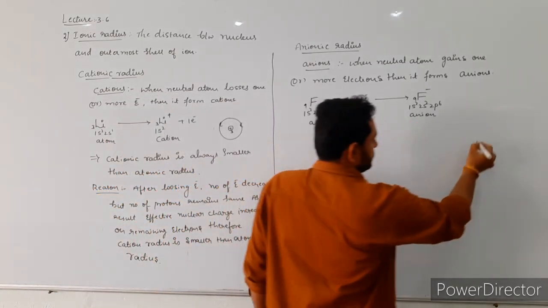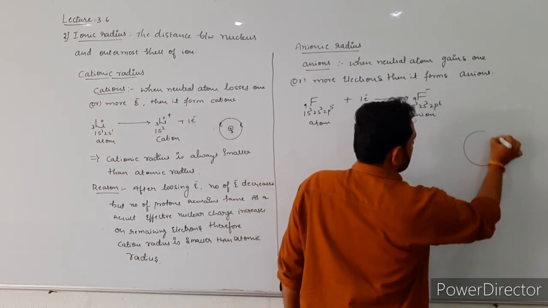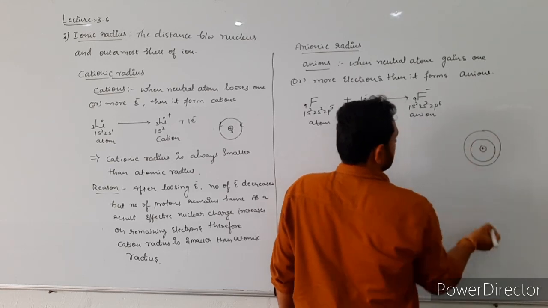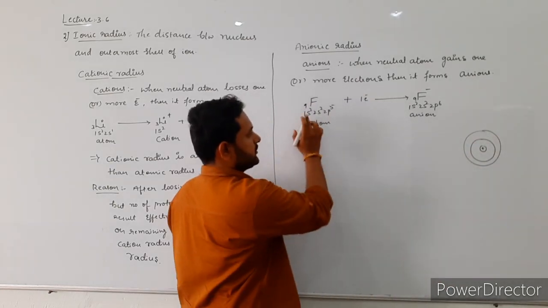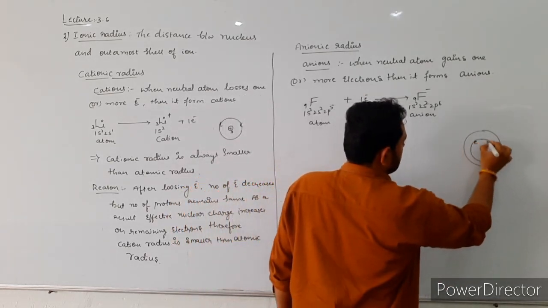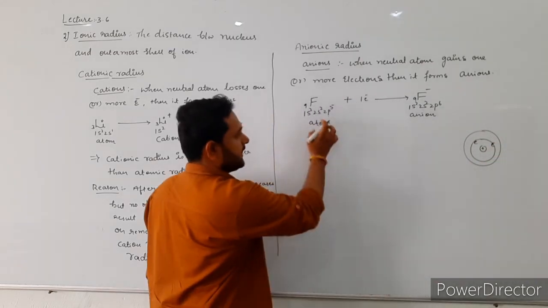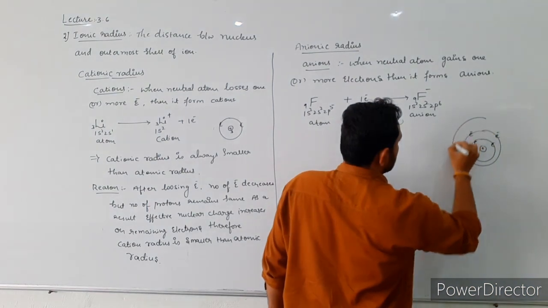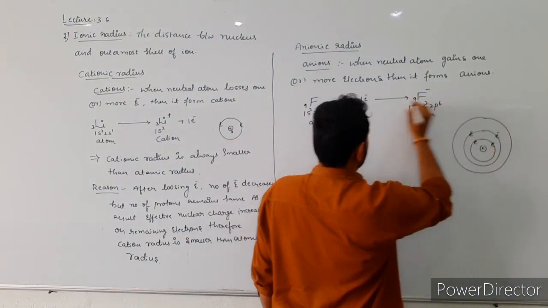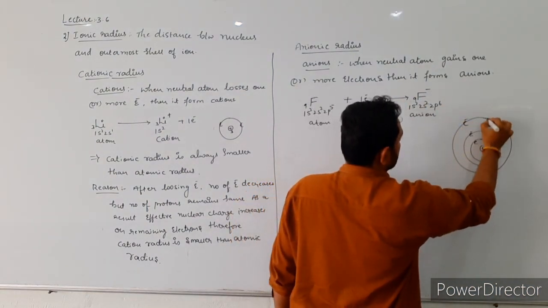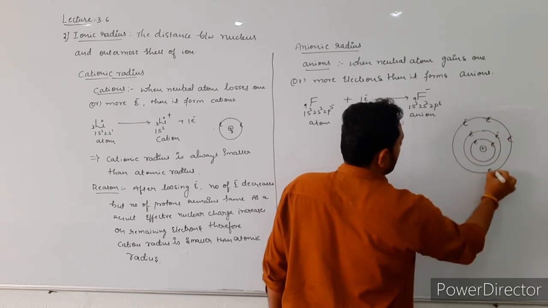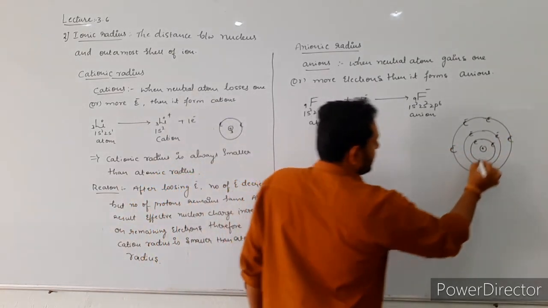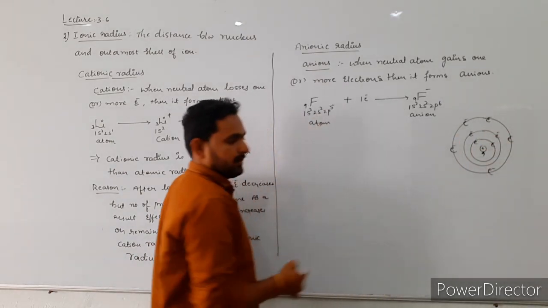See here. In the first energy shell, there are 2 electrons. In the second energy shell, there are 2 electrons. In the last shell, there are 5 electrons: 1, 2, 3, 4, 5. This is a neutral atom. There are 9 protons and 9 electrons.